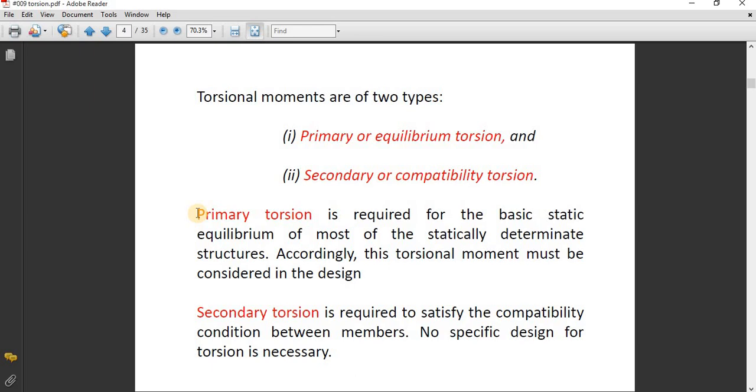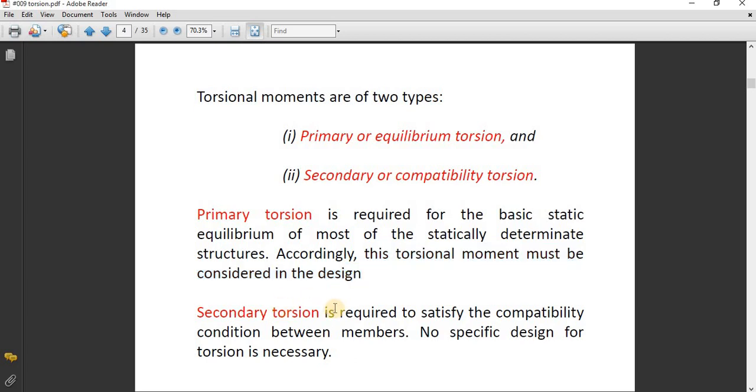So what is the static equilibrium? That is, the number of unknowns should be equal to the number of equilibrium equations. To maintain that, this primary torsion is very important, and this torsion must be considered while designing.